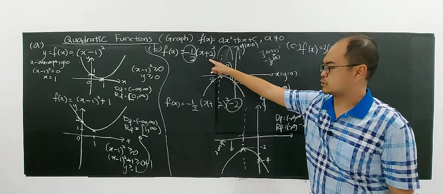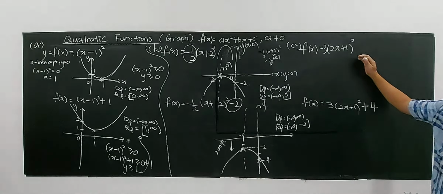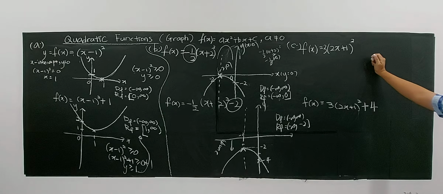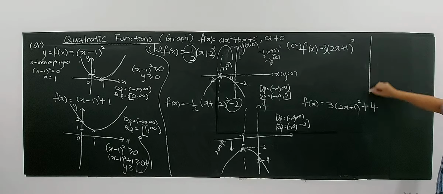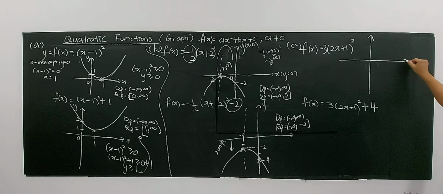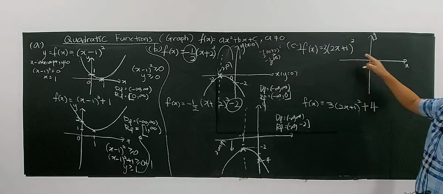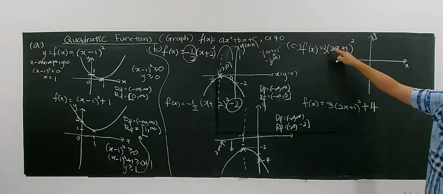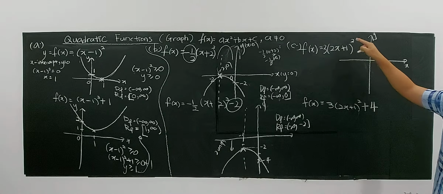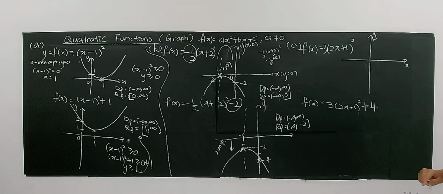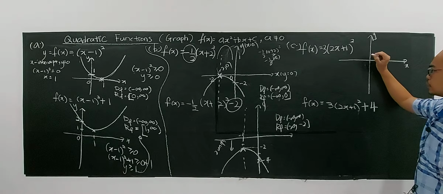Okay, you see how I sketch this. You can pause the video and try to sketch this graph. All right, I will sketch for you now. You have x and y. You want to find the x-intercept. You know this type of graph is already in the completed square form.